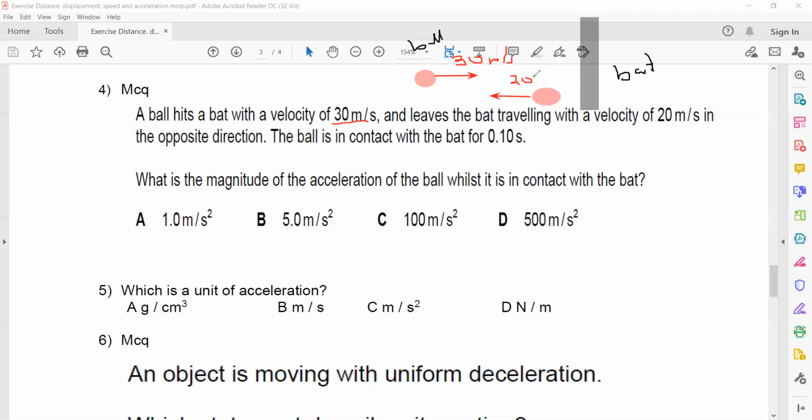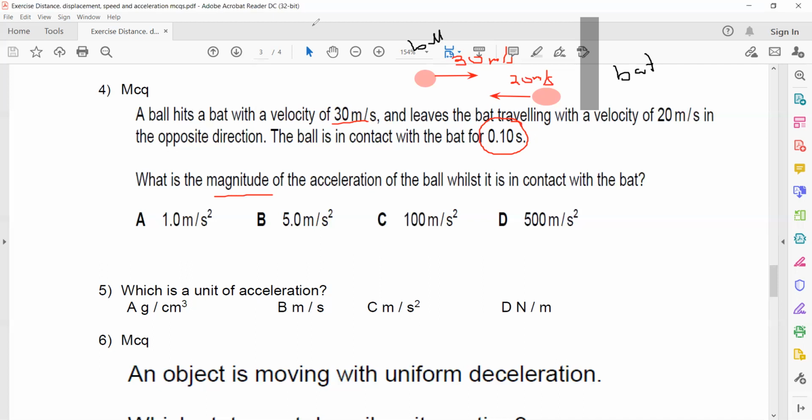That is 20 meter per second. And the ball is in contact with the bat for 0.1 second. So it took 0.1 second to change its direction. What is the magnitude of acceleration? So how to work out the magnitude of acceleration? Acceleration is a change in velocity divided by time interval.